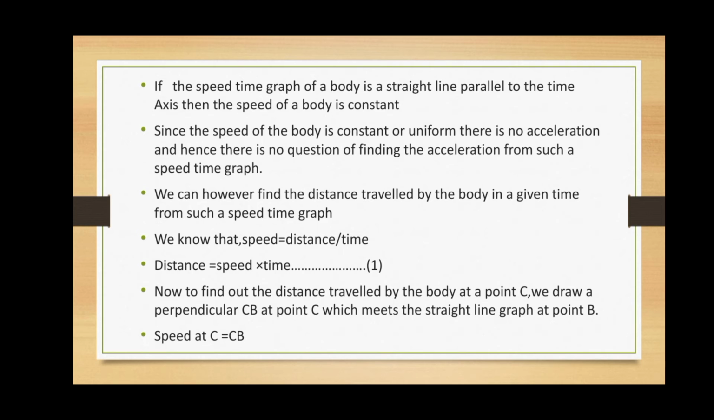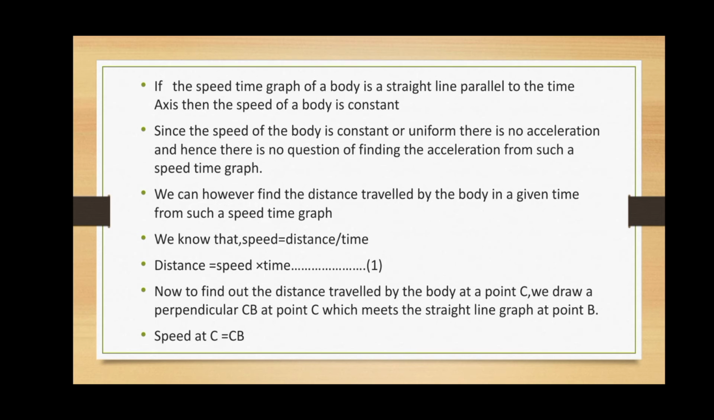If the speed time graph of a body is a straight line parallel to the time axis, then the speed of the body is constant. Since the speed of the body is constant or uniform, there is no acceleration and hence there is no question of finding the acceleration from such a speed time graph. We can, however, find the distance traveled by the body in a given time from the speed time graph.